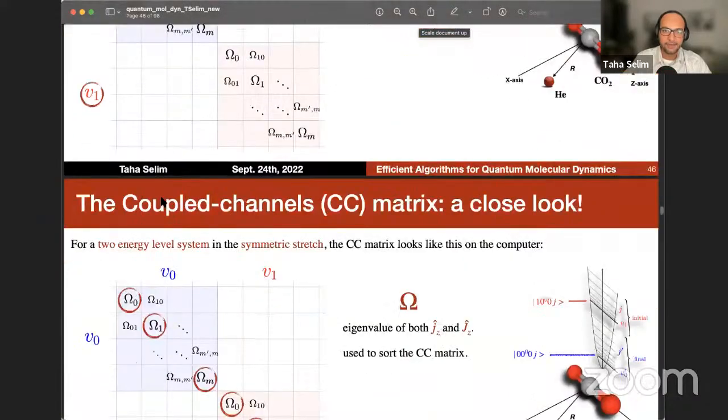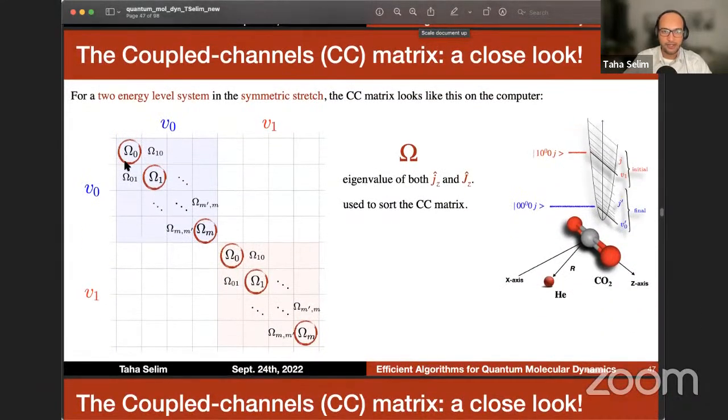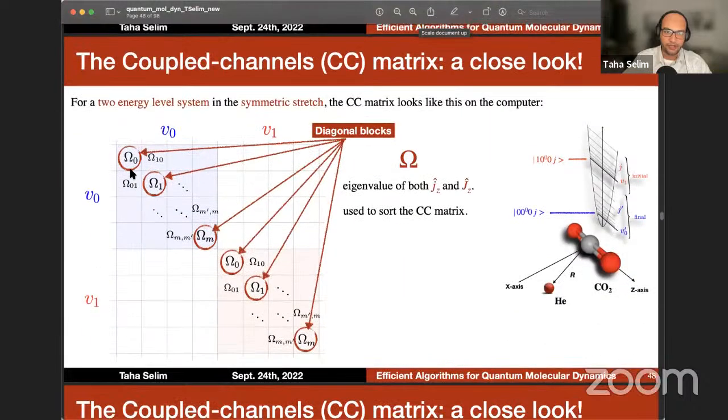So actually, omega can be used to sort the matrix, because now we see omega 0, omega 1, omega m, and so on. And of course, because omega is computed from the rotation of CO2 and the total angular momentum, for each vibrational block there are a bunch of omegas. These are the diagonal blocks of omega that we see here. We see a block diagonal. It means that every omega is like a little matrix in itself.